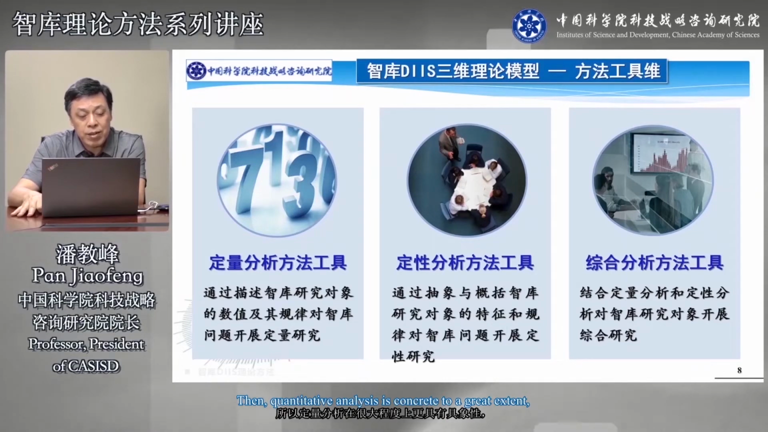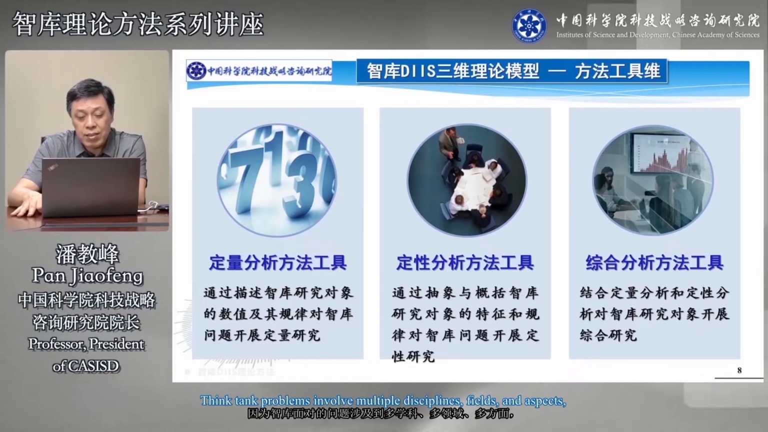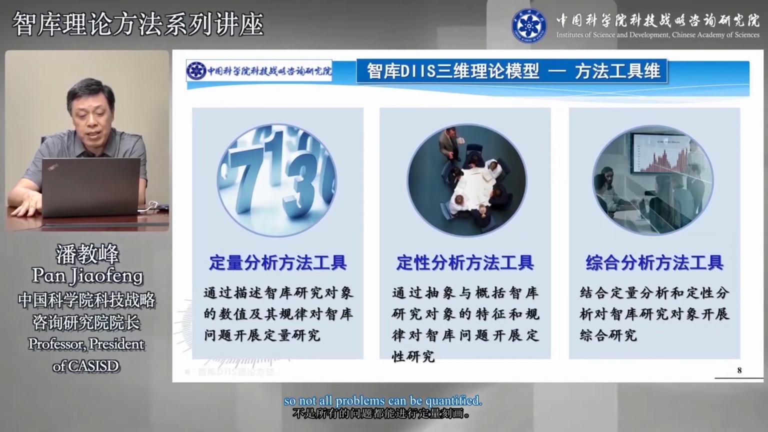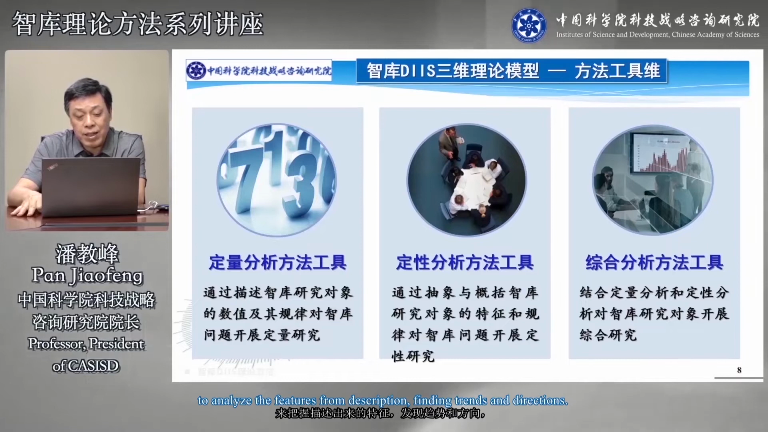Then quantitative analysis is concrete to a great extent, while qualitative analysis abstracts and summarizes the features and laws of research objects for think tank research. Think tank problems involve multiple disciplines, fields, and aspects, so not all the problems can be quantified. This requires a macro view in the overall problem or in a system to analyze the features from description, finding trends and directions. It's also about something regular. Instead of fine depiction, this is qualitative analysis.